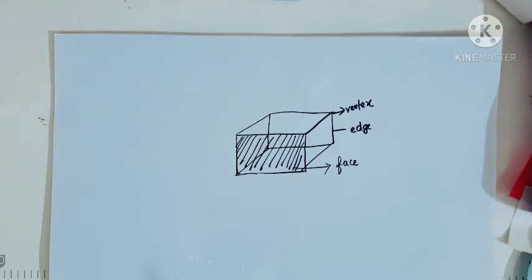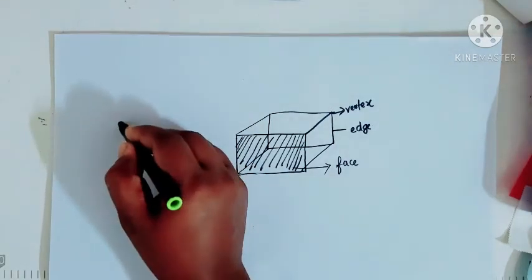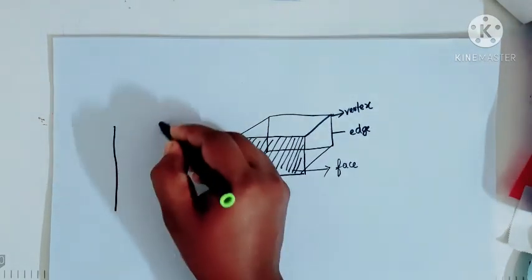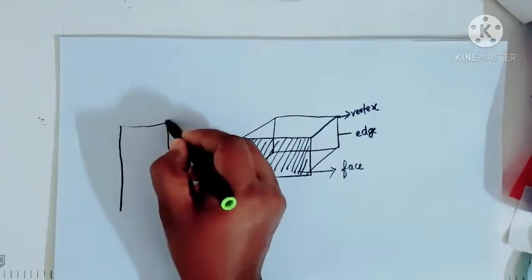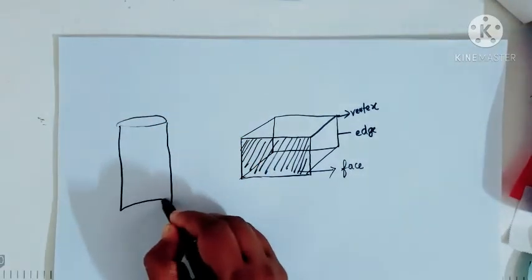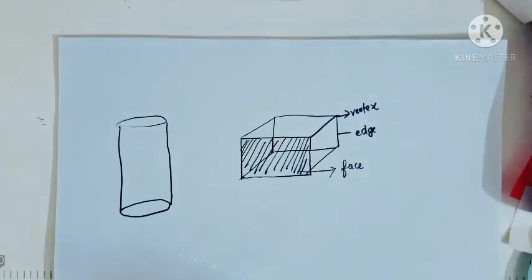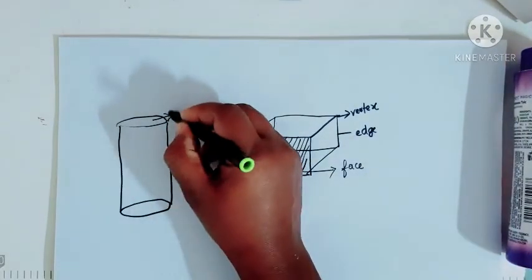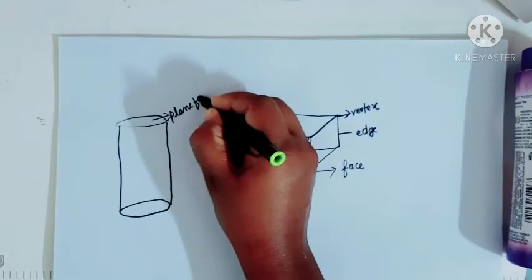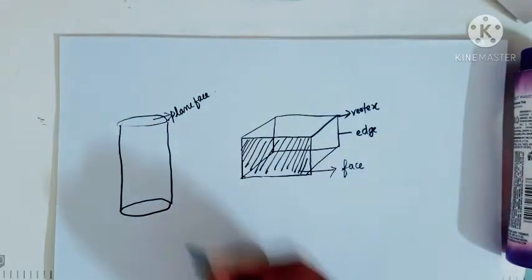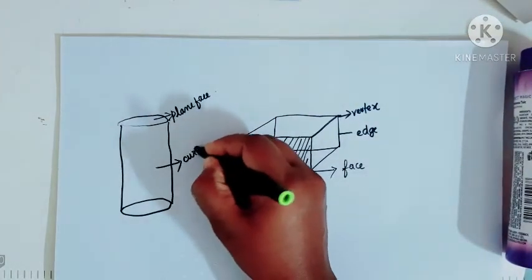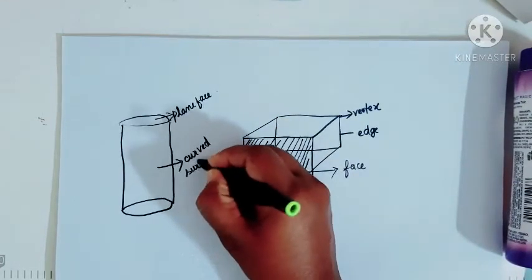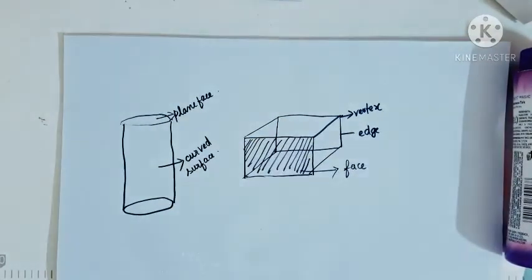Okay. So here you can draw a cylinder. This is the curved edge. Okay. So these 2 sides can be called plane faces. Okay. Next it is curved surface. This is called what? Curved surface. Fine.